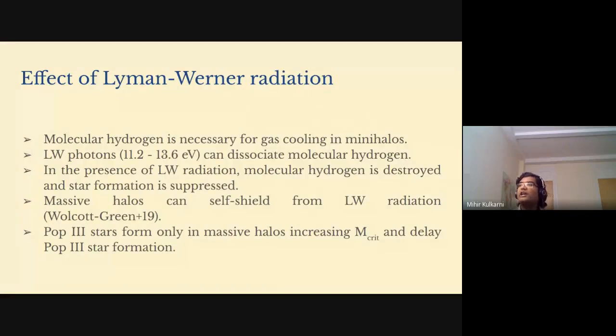Okay, so this is called negative feedback. You form first stars, population 3 stars, in some halos, and that formation delays further population 3 star formation in nearby halos. So this is negative feedback. You start something and that process itself hinders more formation of the same process.